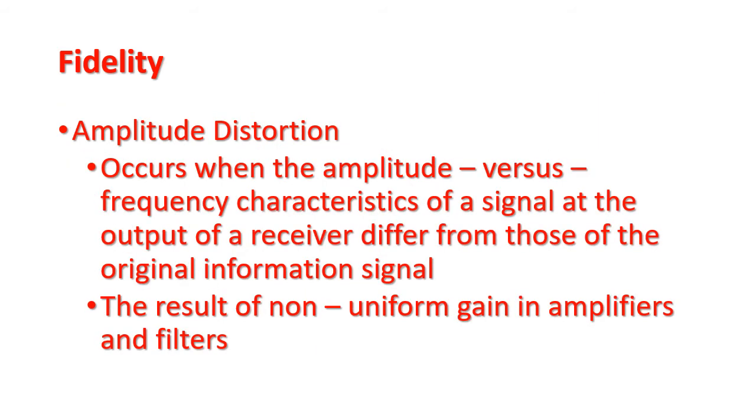Amplitude distortion. Amplitude distortion occurs when the amplitude versus the frequency characteristics of a signal at the output of a receiver differ from those of the original information signal, the result of non-uniform gain in amplifiers and filters.